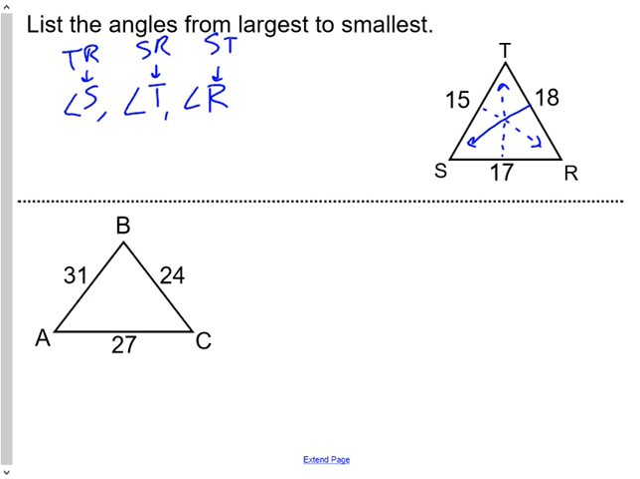Moving on, 31 is the largest. 31 bigger than 27, bigger than 24. So angle C bigger than angle B, bigger than angle A. Next.